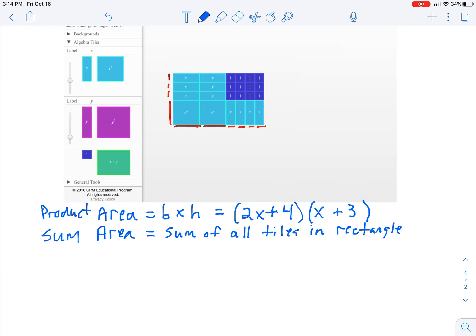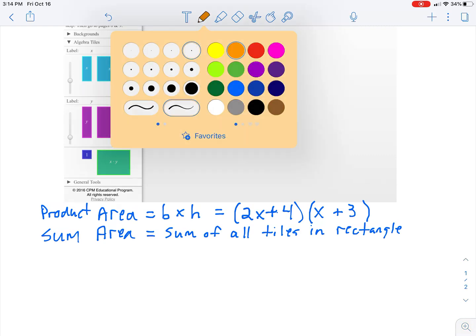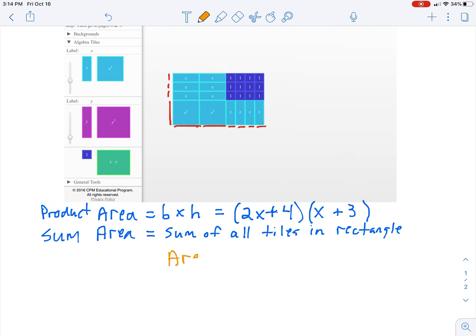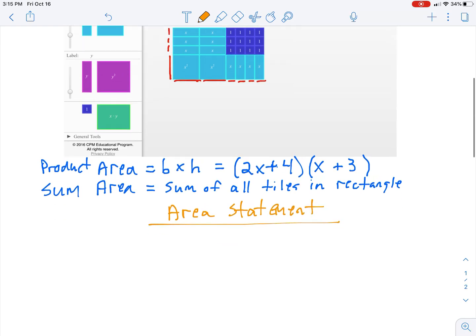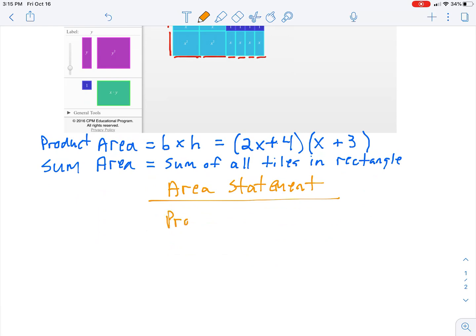Well, if the base times height is equal to the area of this rectangle, and the sum of all the individual tiles is equal to the area of the rectangle, then my product must equal my sum since they're both equal to the area. And so now we can do what's called an area statement. And the area statement is nothing more than product equals sum.